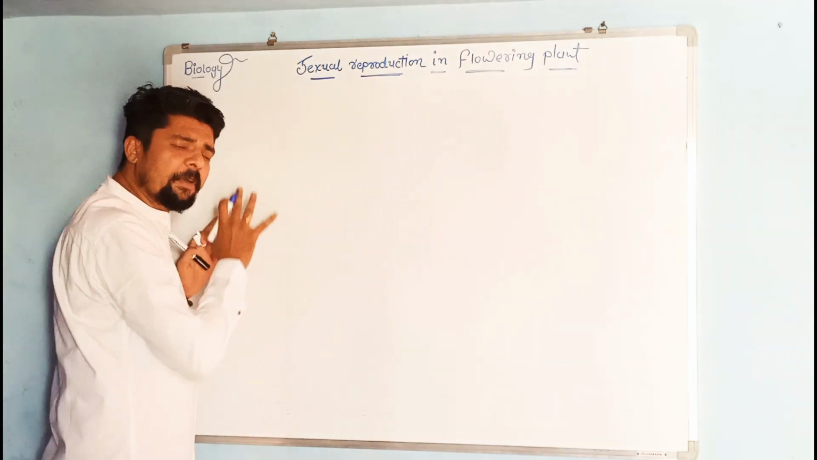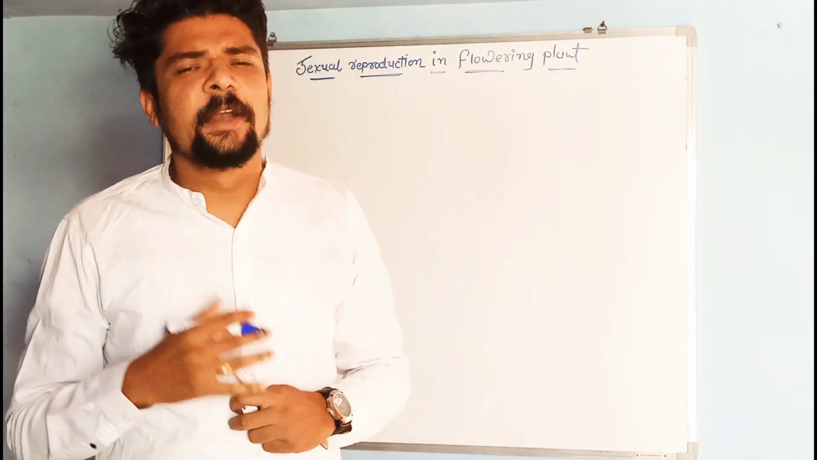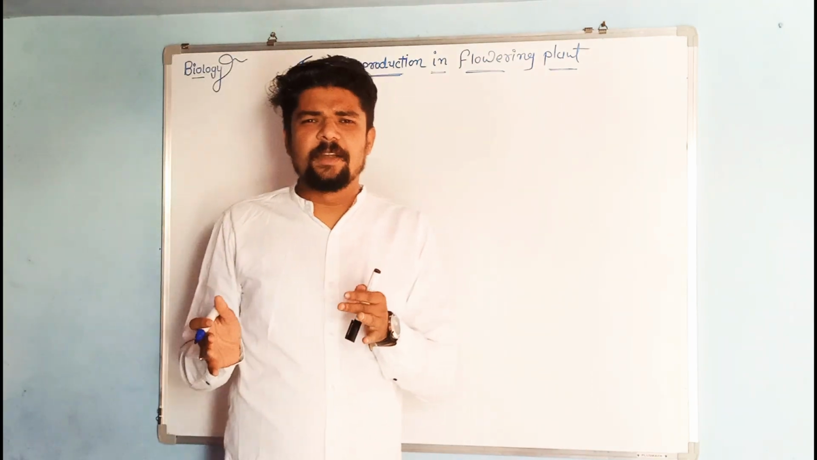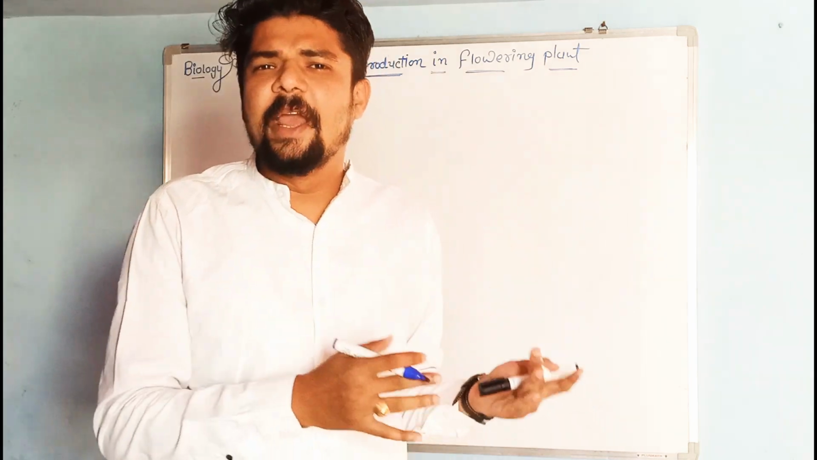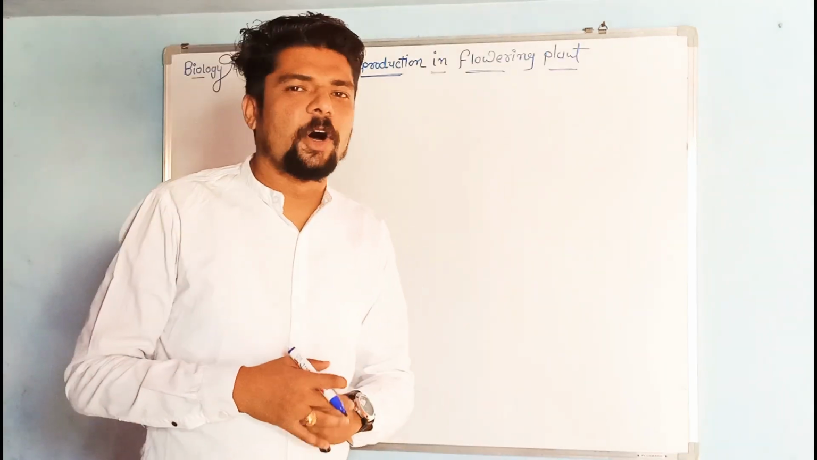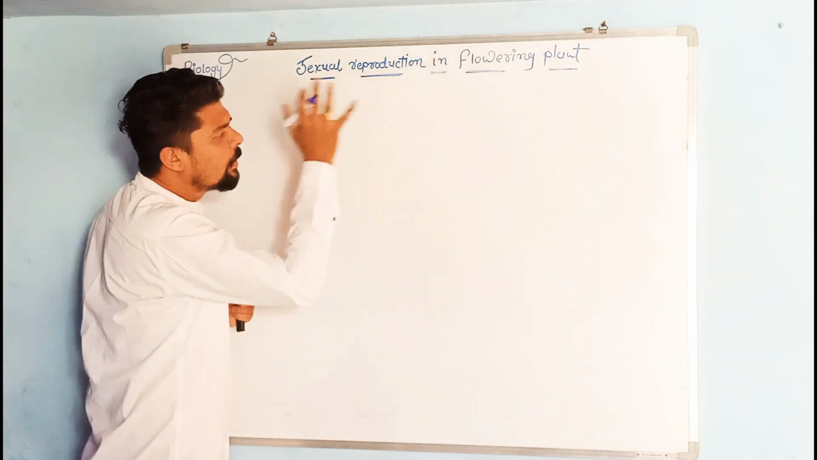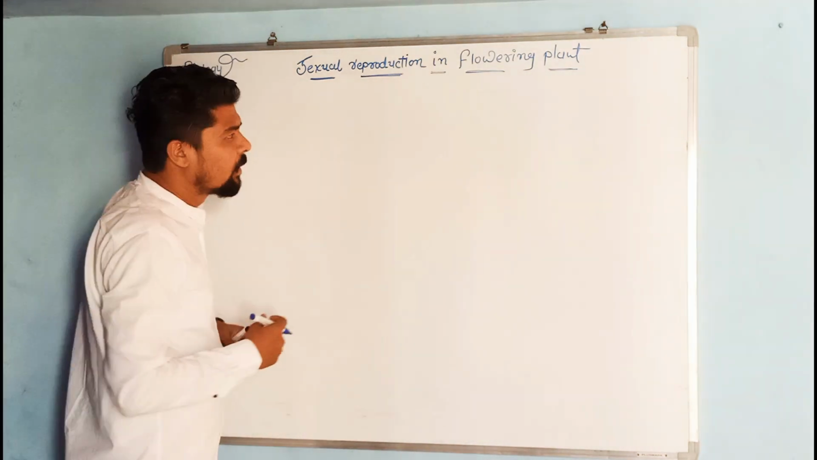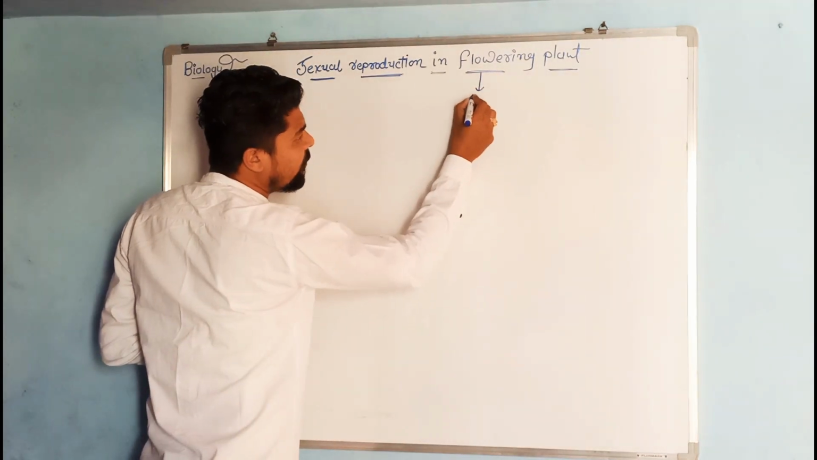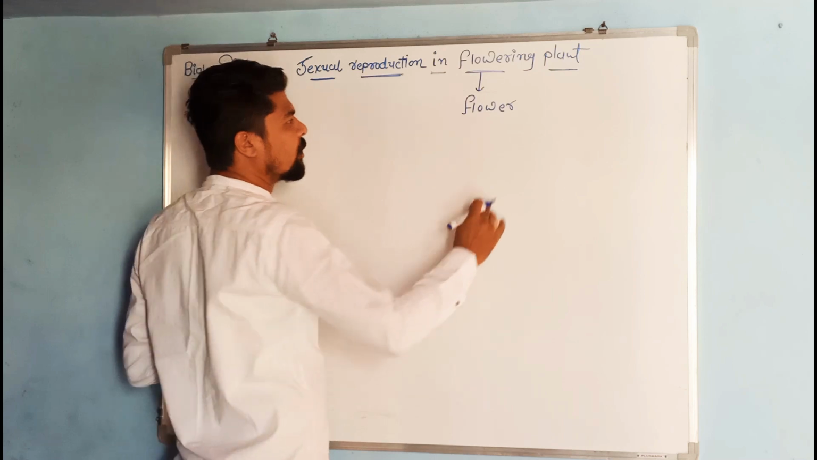In this chapter, we include several topics like basic introduction about reproduction, types of reproduction, events of fertilization, and the basic unit of male and female reproductive organs like androecium and gynoecium. Okay, so we're starting from what is sexual reproduction in flowering plants. Here, flowering means in the plant, the flower is the basic unit for reproduction.